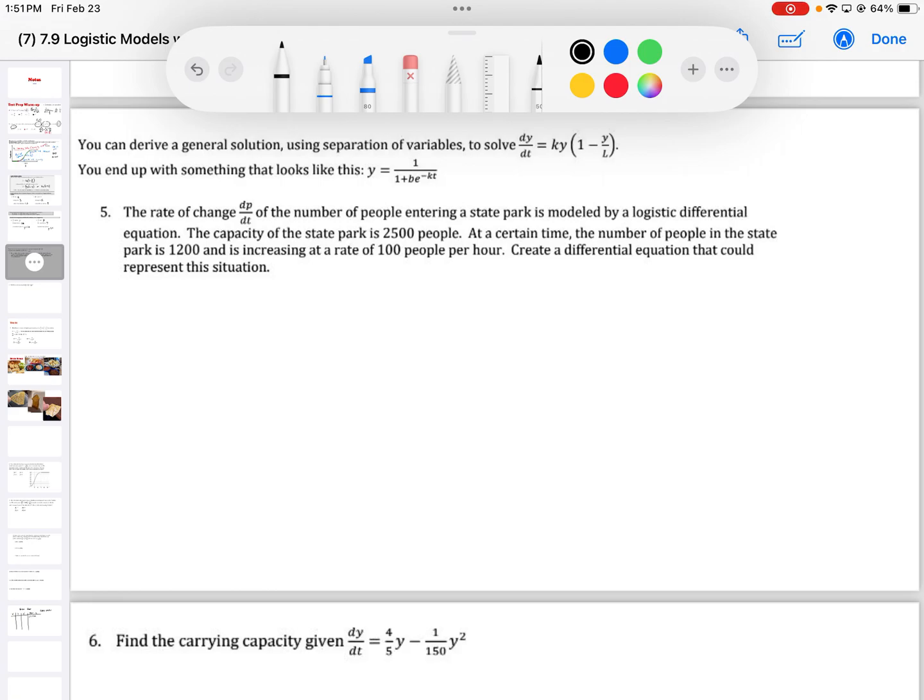It says the rate of change, dP over dt, of the number of people entering a state park is modeled by a logistic differential equation. The capacity of the state park is 2,500. That might be important. At a certain time, the number of people in the state park is 1,200 and is increasing at a rate of 100 people per hour. Create a differential equation that could represent this situation. All right, a differential equation, that one.